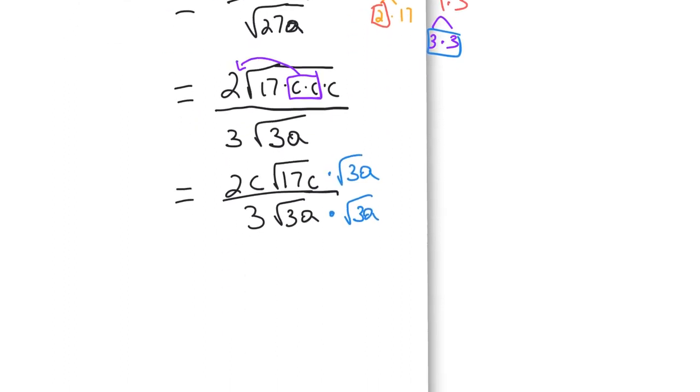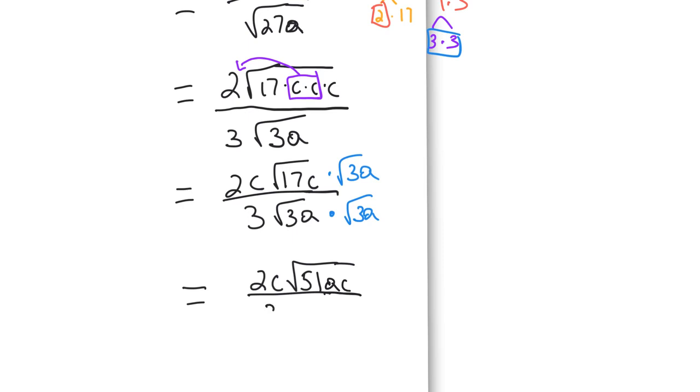So let's go ahead and see what happens. When you multiply the top, the 2c is not inside of the radical, so you keep that outside. 2c, you don't multiply. But now let's multiply the radicals. 17c times 3a, that's going to be 51. 17 times 3 is 51. And when you multiply c times a, that's just going to be ac. So that's on the top.